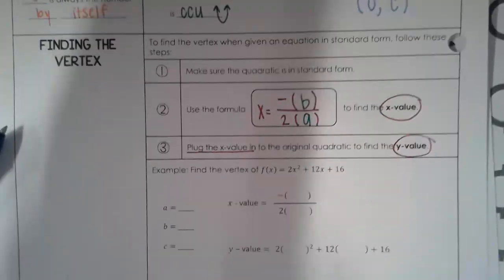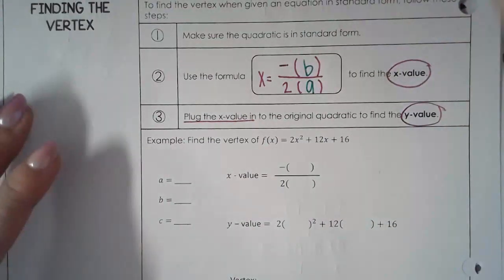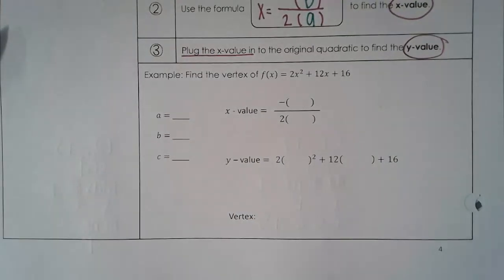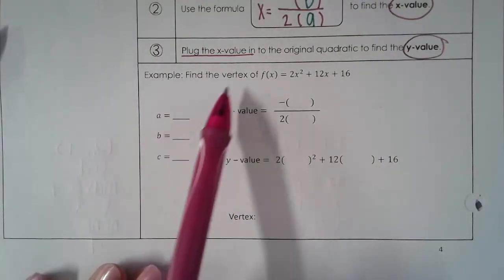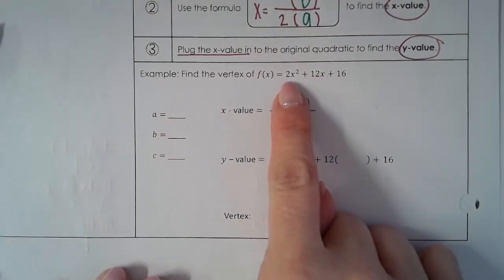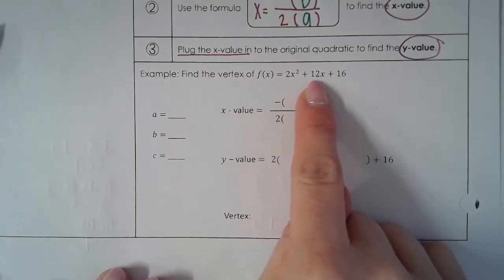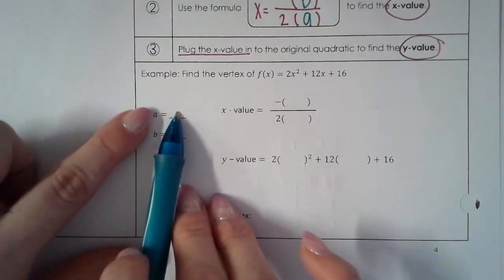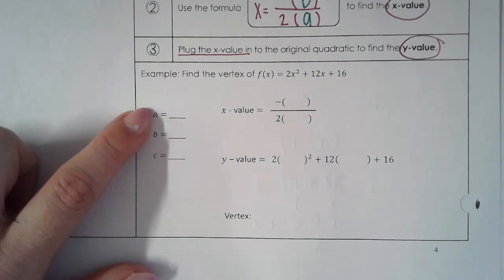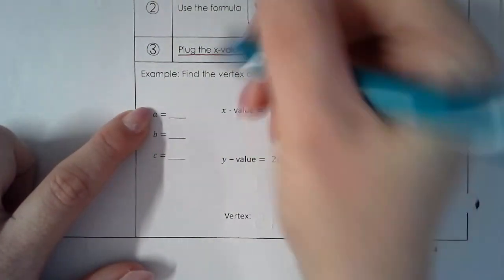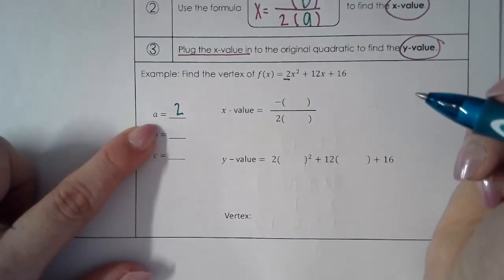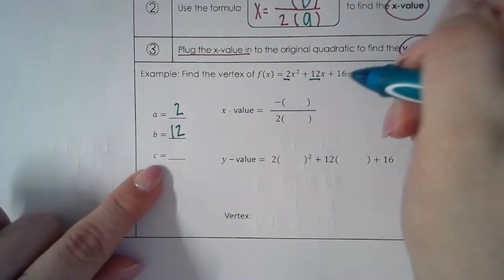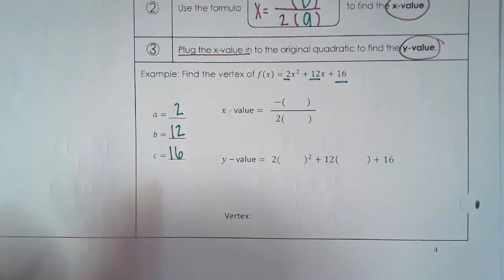Well, let's do an example. I kind of wrote out some steps for you here. You won't generally have this, okay? But in this example, we have f of x equals 2x squared plus 12x plus 16. It's important that you are able to recognize what's a, b, and c. So a is the number in front of x squared, just the number. B is the number in front of the x. C is the number by itself.